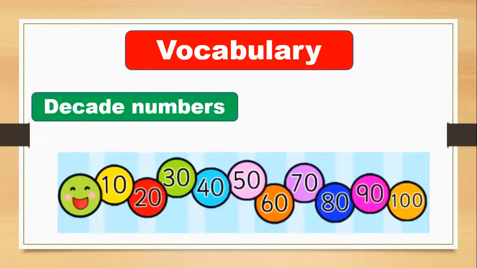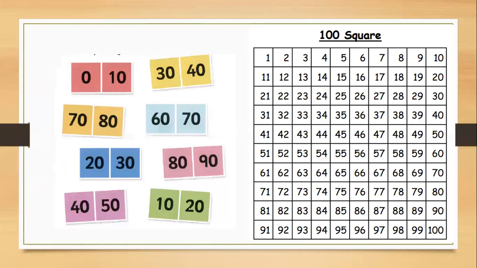This is the vocabulary. You have to learn the decade numbers from 0 to 100. And this is the exercise. You already finished. If you have not, you have to finish it in the book and try to send it on my WhatsApp.